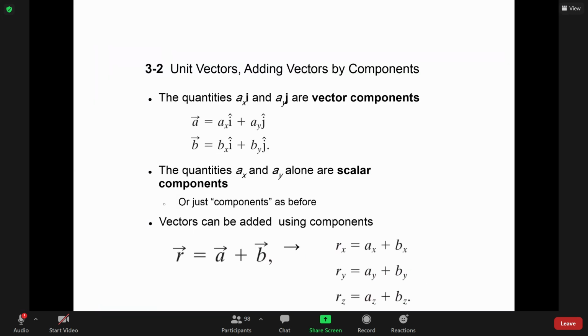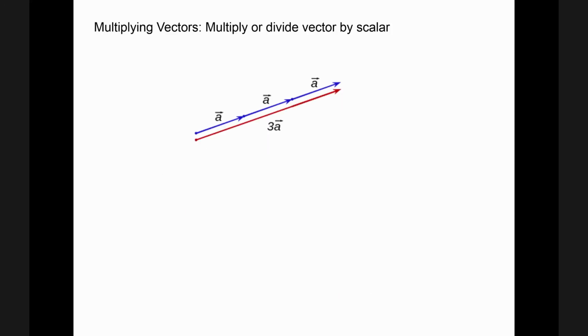So we said we add the vectors by adding their components, right? What happens if I multiply a vector by a constant? I have vector A and I multiply it by the number 3. What do I get? 3 times A. So if I multiply a vector by a constant, I have vector A multiplied by 3.